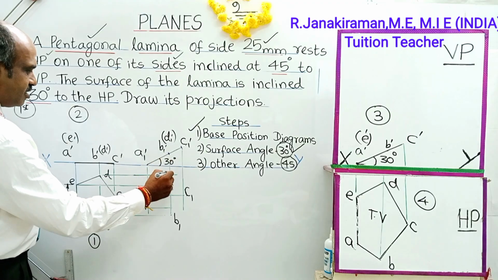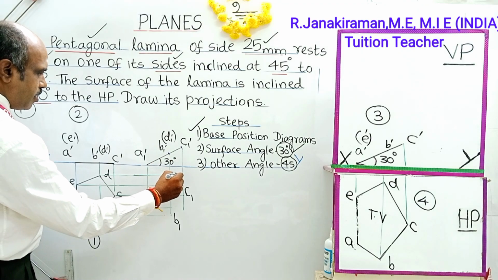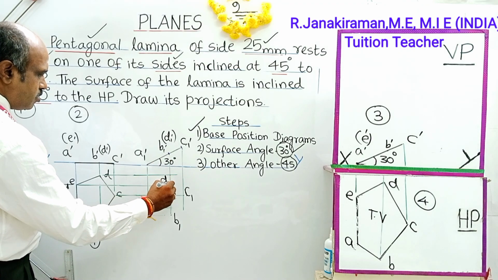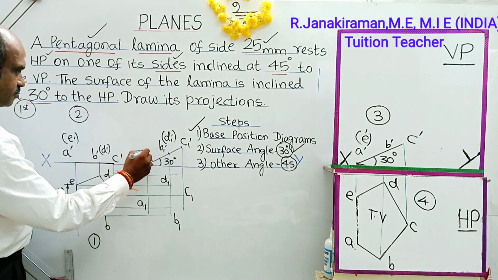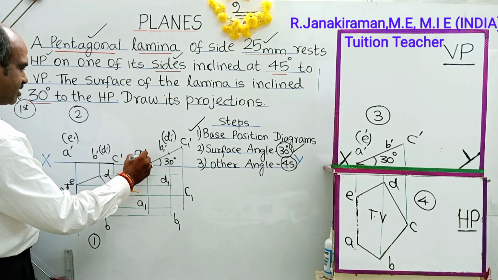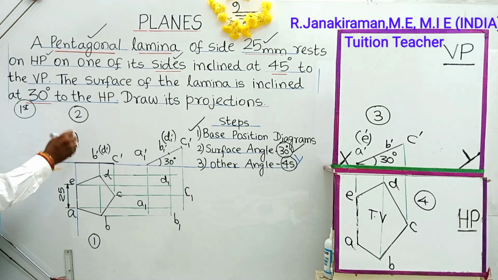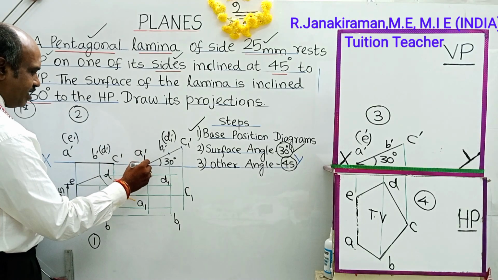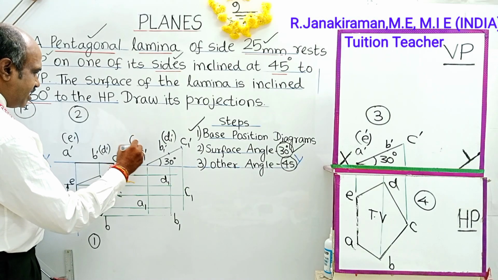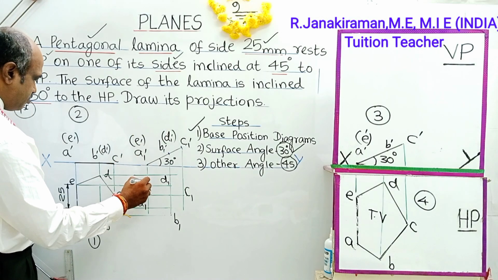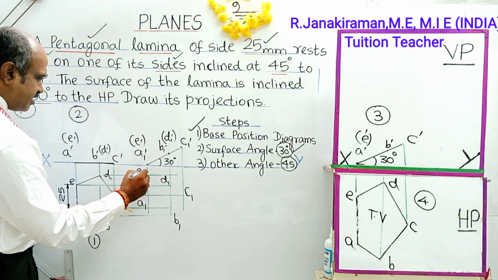Next D. E suffix 1. A suffix 1 dash is also E dash. So this A dash is also called as E dash. So this point of intersection is marked as E suffix 1.